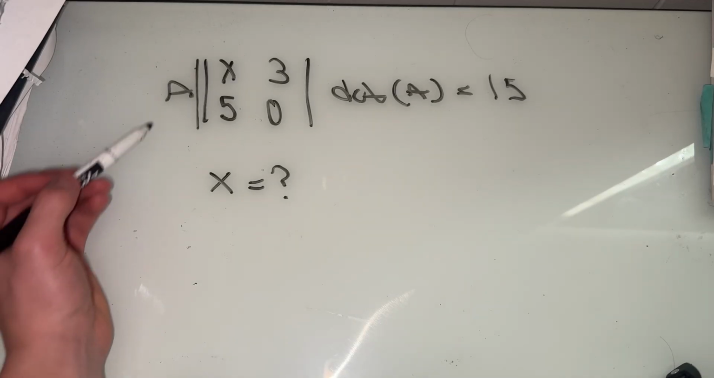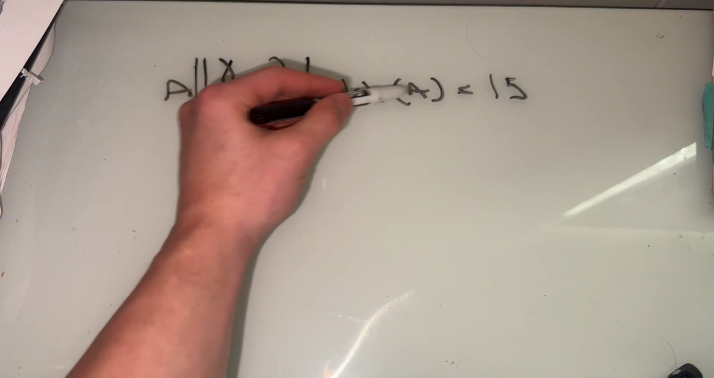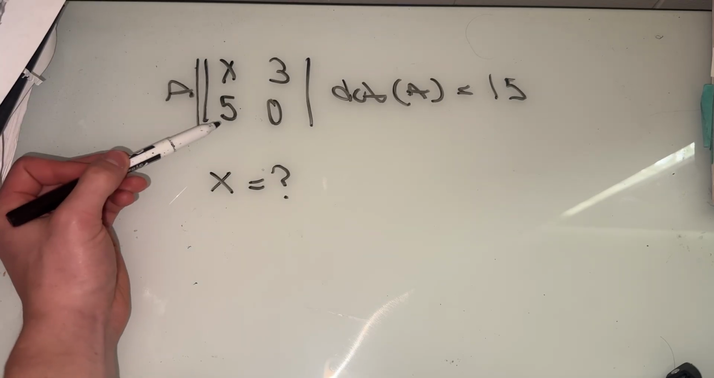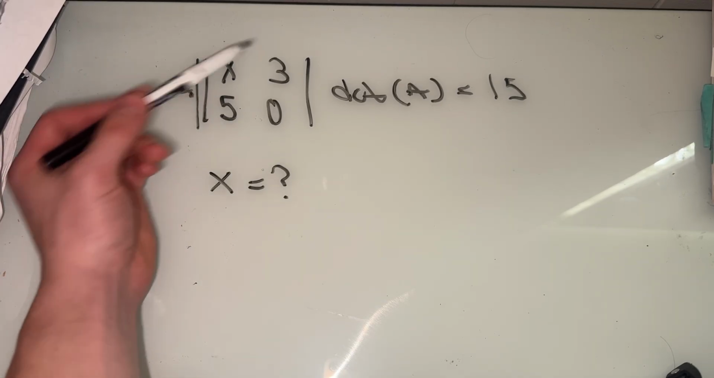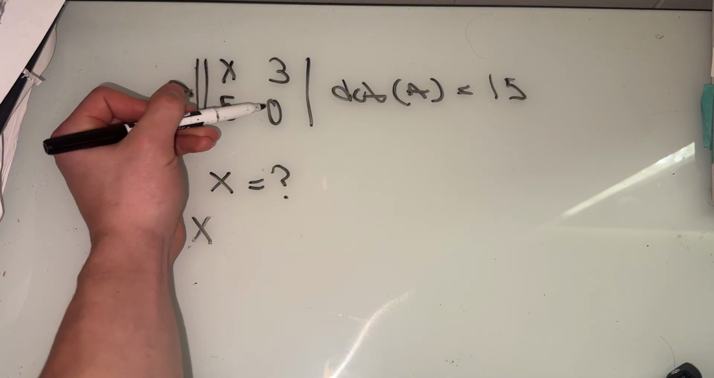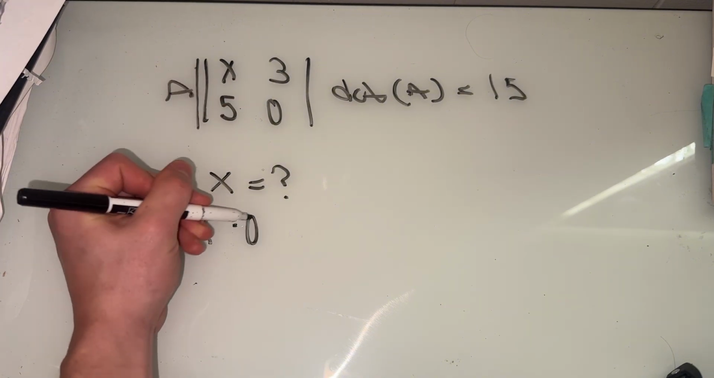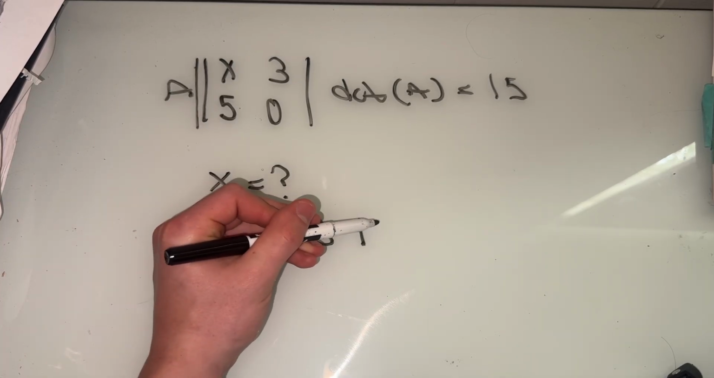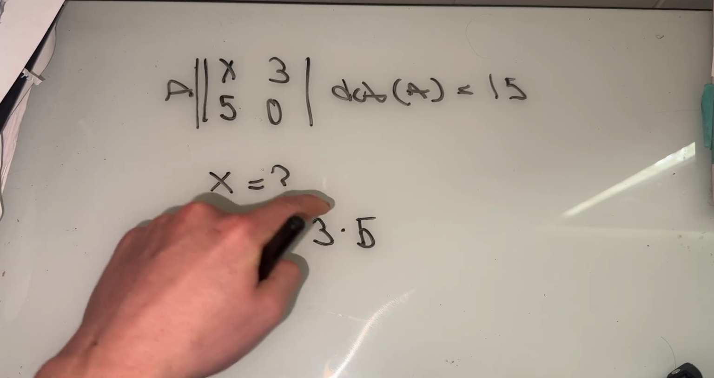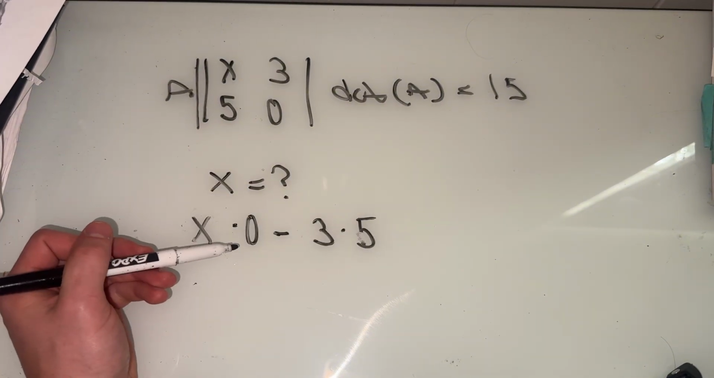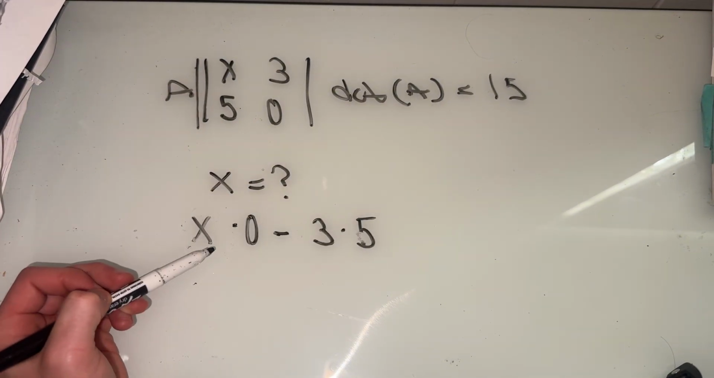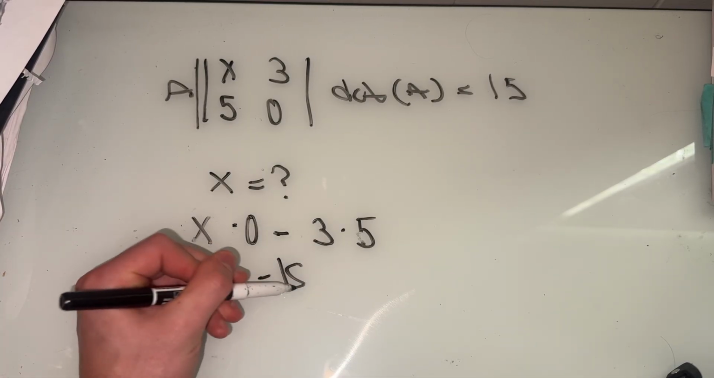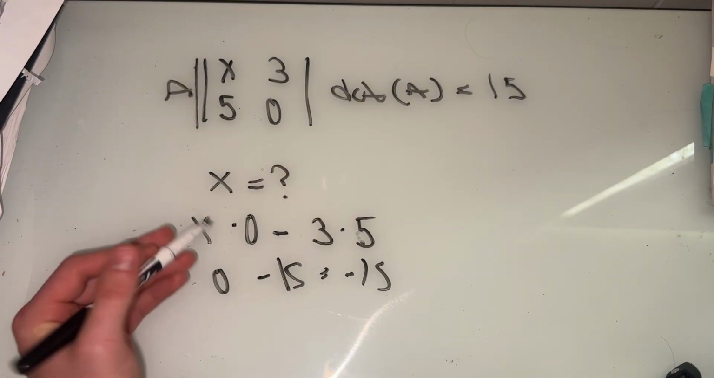All right, for our next question, assume you have matrix A, and the determinant of matrix A is equal to 15. What is x equal to? Well, if you remember from our previous video, you can get the determinant of a matrix by multiplying this and this. So x times 0 minus 3 times 5. Now obviously, x times 0 will always equal 0, and minus 15 equals negative 15. So there's no solutions.